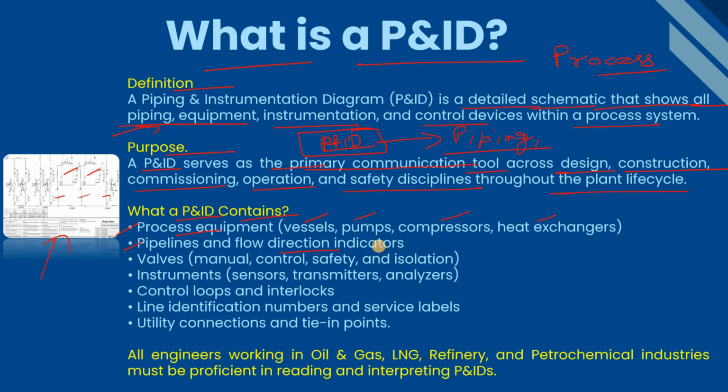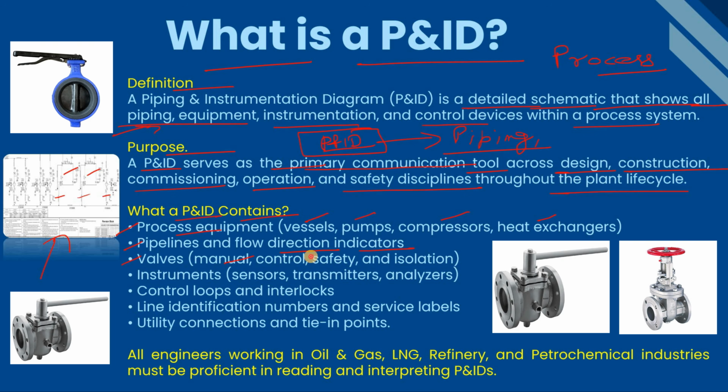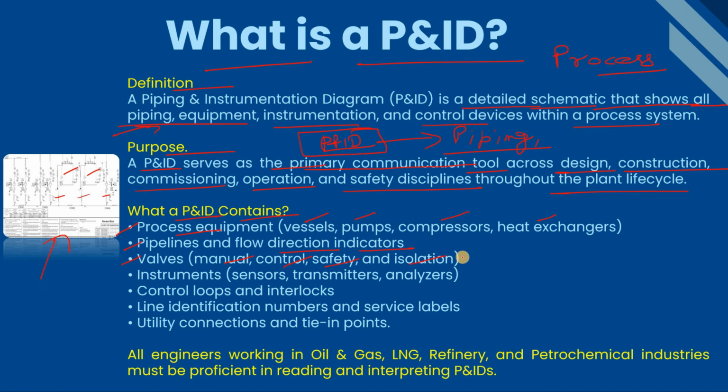Pipelines and flow direction indicators will be available. Valves, whether manual, control valve, safety valve, isolation valve, or on-off valve, will be available in the P&ID. Instruments, like sensors, transmitters, and analyzers, will be available in the P&ID. Control loops and interlocks will also be available in the P&ID. I will show you a sample as well.